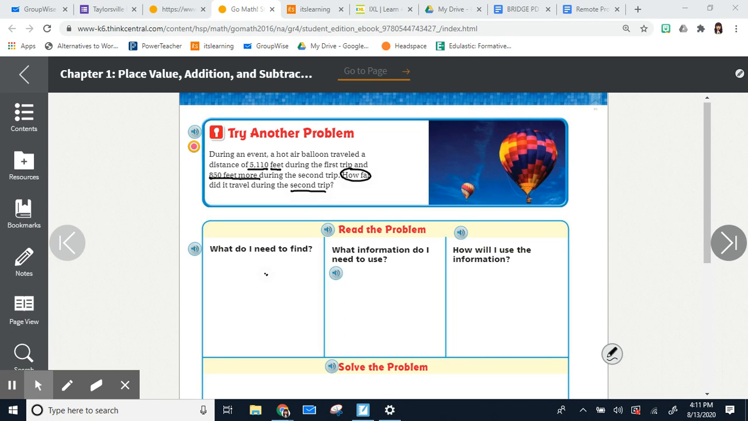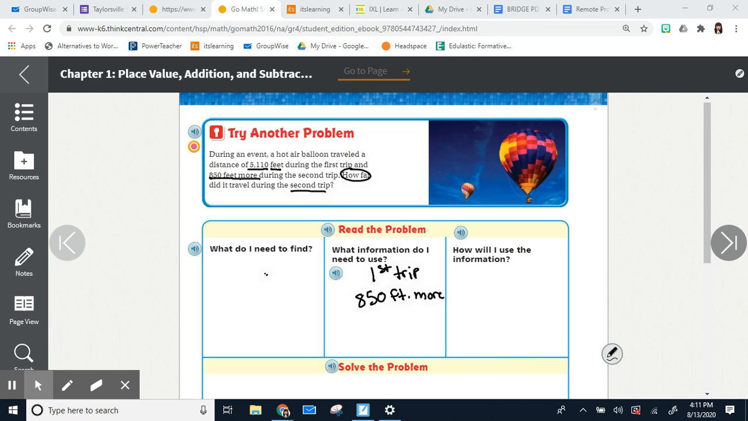That's where what you would put in, what do I need to find? What information do I need to use? Well, we know the first trip distance, and we know that it traveled 850 feet more.